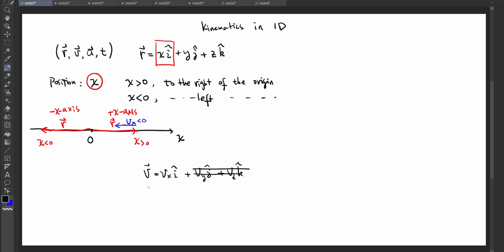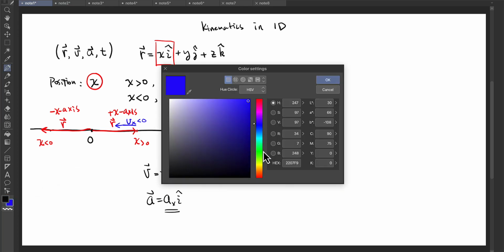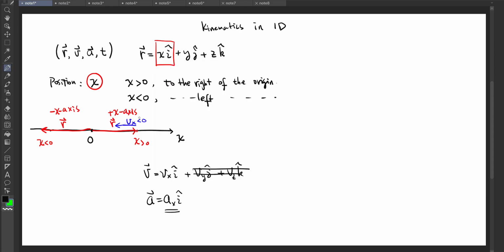And similarly, if I also want to represent the acceleration a, then I only need to consider the x component. Let's say this object right now is accelerating to the right. Then at the same location, I can represent this object's acceleration. I'm going to say ax, like that. And that will be positive because it's along the positive x-axis. So ax will be a positive number pointing to the right.